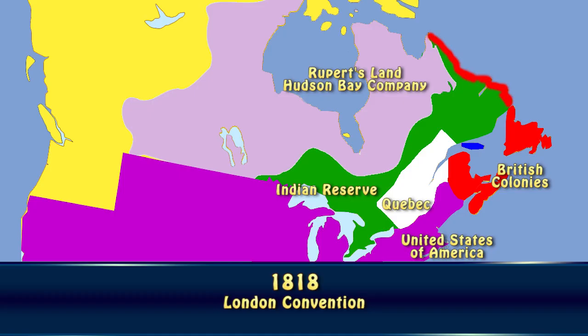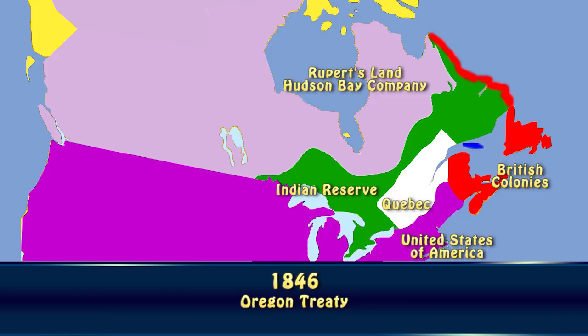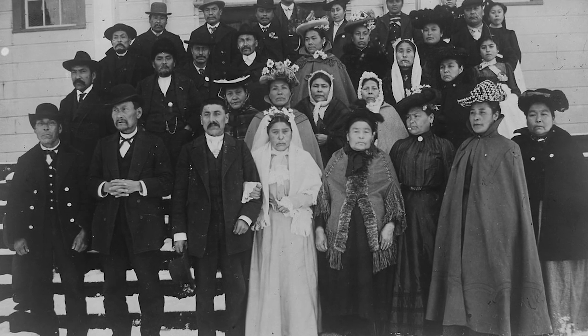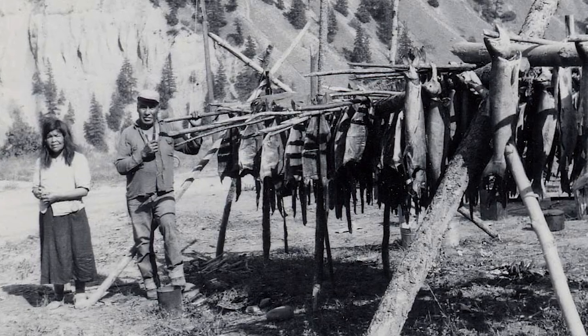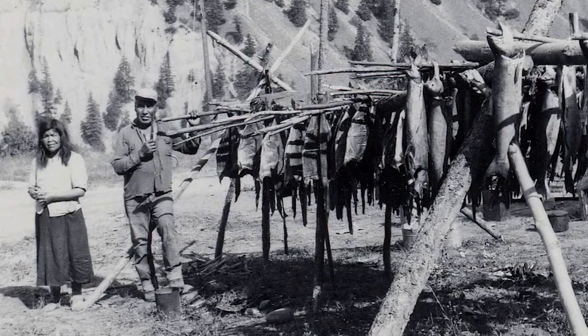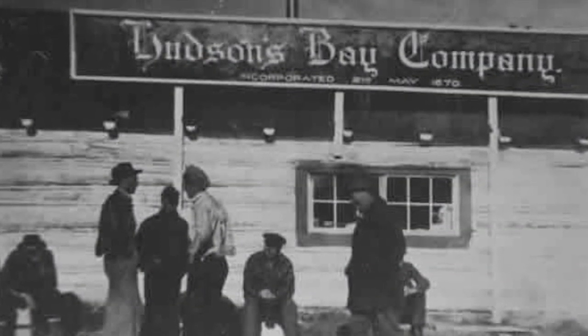The London Conventions establish boundaries between the United States and Great Britain from the Great Lakes to the Rocky Mountains. The Hudson's Bay Company merges with Northwest Fur Trading Company. The Oregon Treaty cedes Oregon and Washington State to the United States. While the First Nations in the East began to be assimilated into European culture, the Western tribal groups continued with their traditional ways of life and developing an economic partnership with the Hudson's Bay Company.